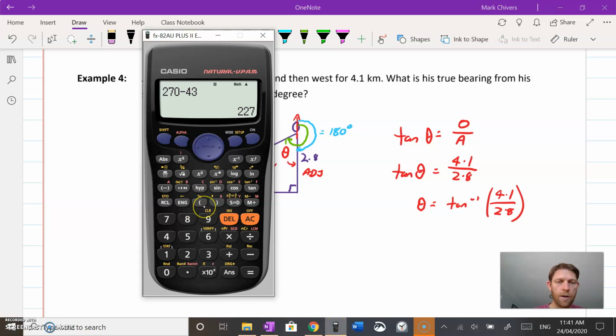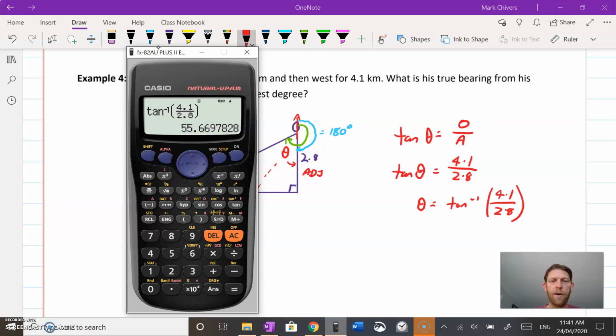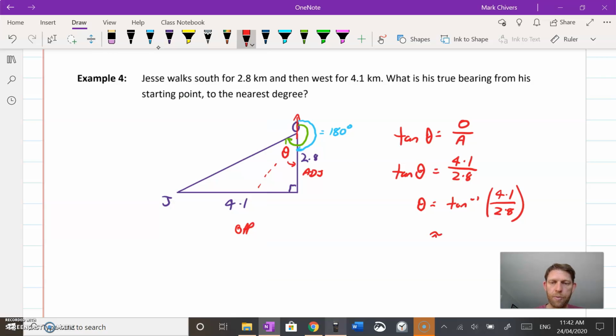So shift tan, 4.1 over 2.8, and we will close our brackets there. We get an answer, and that gets us 55.6 degrees. Now it says to the nearest degree, doesn't it? So that's going to be approximately 56 degrees.